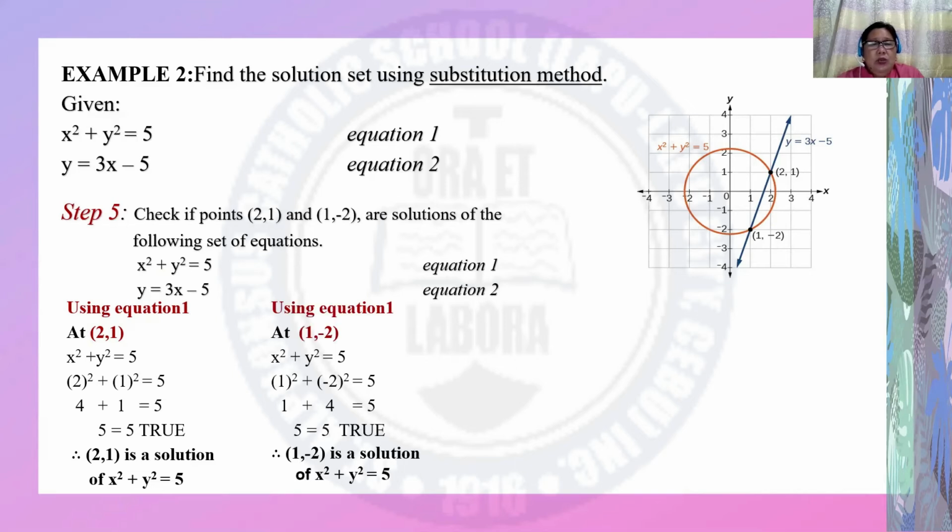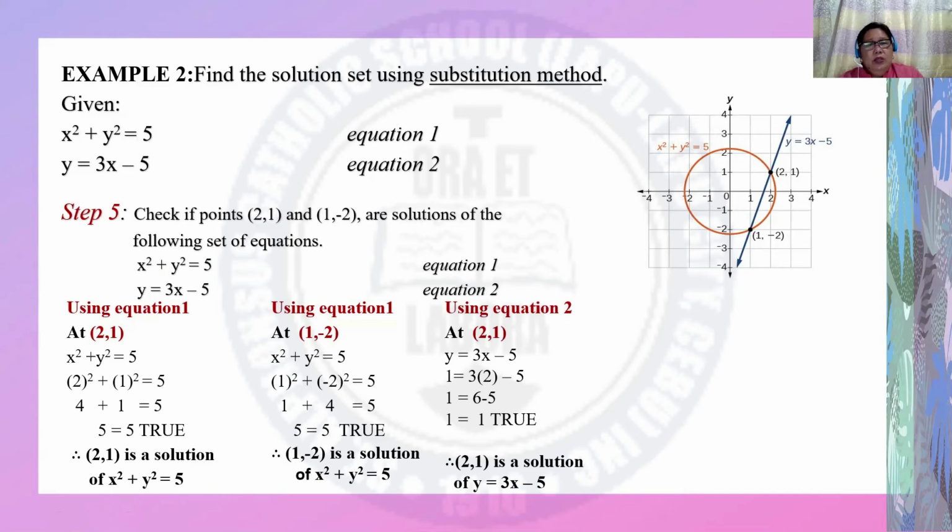Still using equation 1 at (1, negative 2), substitute 1 to x and negative 2 to y. So we have 1 plus 4 equals 5. So 5 is equal to 5. That is a true statement. Therefore, the point with coordinates (1, negative 2) is a solution of x squared plus y squared equals 5.